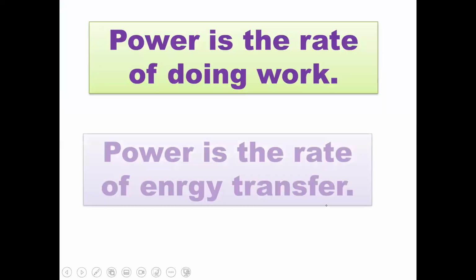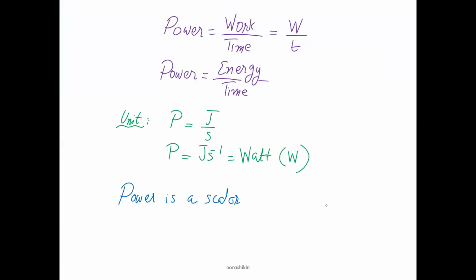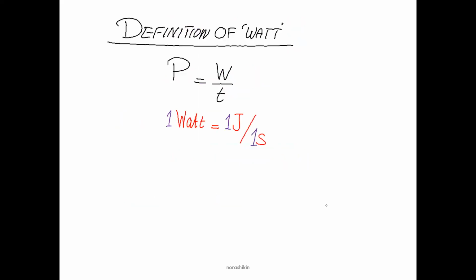Yes, sir. So I have recent experience. Power is the rate of doing work, and power is the rate of energy transfer. Power is work upon time, power is energy upon time, and the unit is joule per second. Joule per second is actually watt. Power is a scalar.